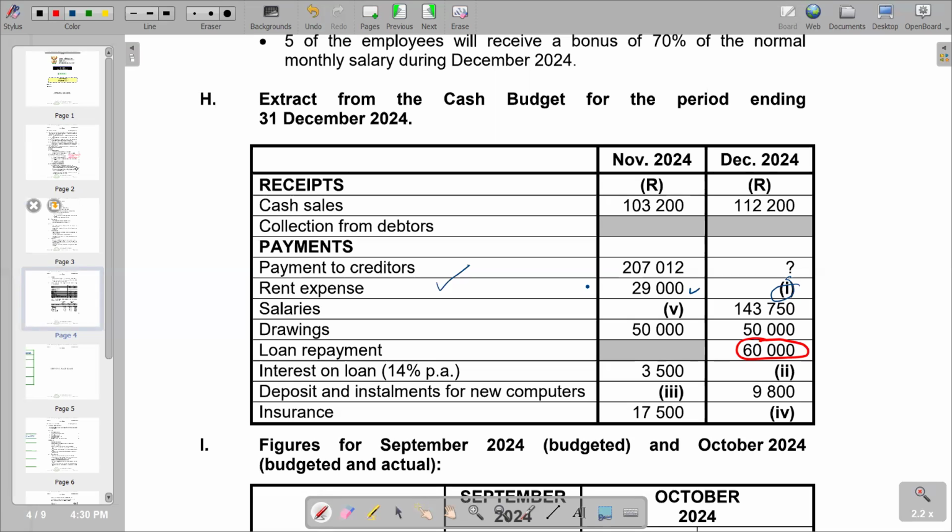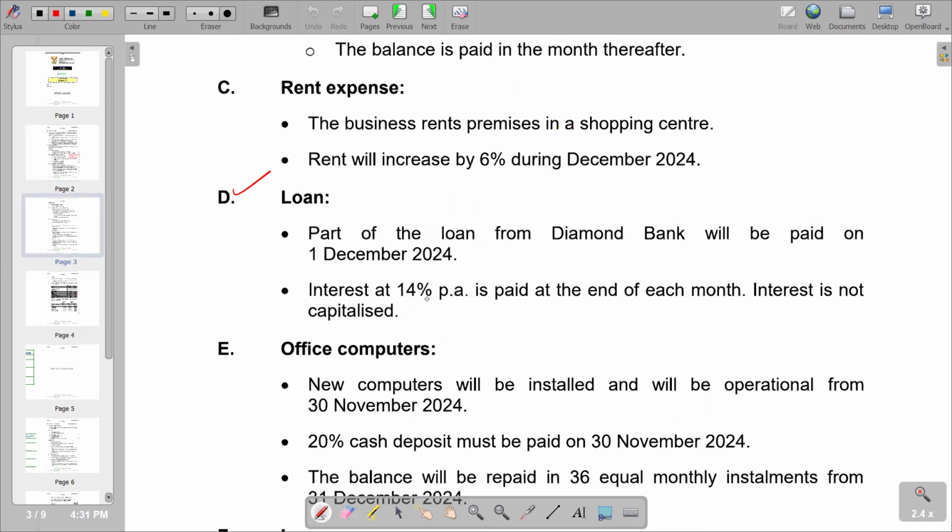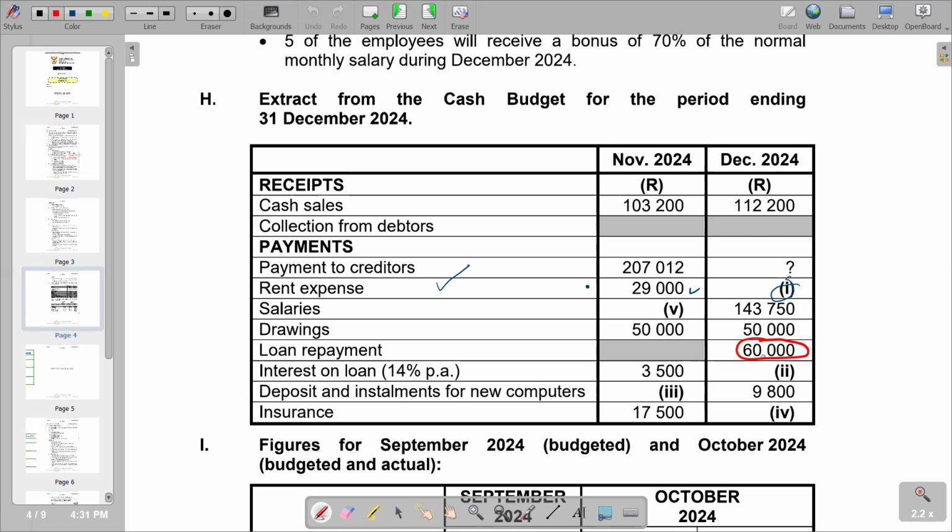So basically, we now say, according to information given as a percentage, we have got 14%. So it's going to be 14% of 60,000. 14% of 60,000.